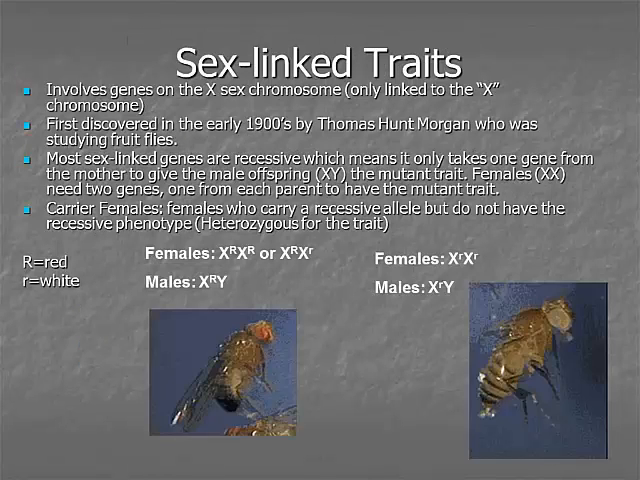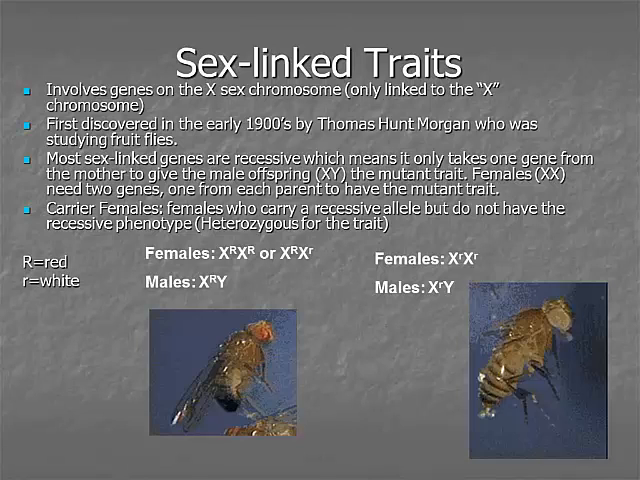Sex-linked traits. What we want you to understand is this involves genes on the X sex chromosome. These traits are only on the X chromosome. Therefore, females are the only ones who can be heterozygous for the trait, which we also call a carrier. This was first discovered in the early 1900s by Thomas Hunt Morgan by studying fruit flies. Fruit flies are very easy to study the sex-linked traits.